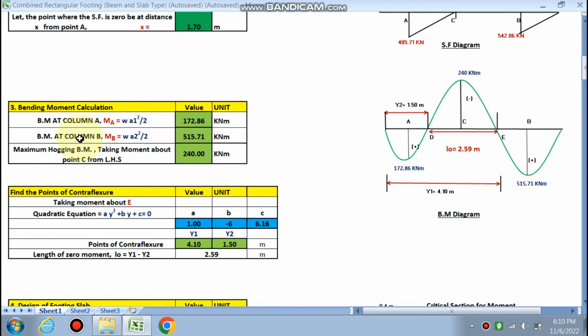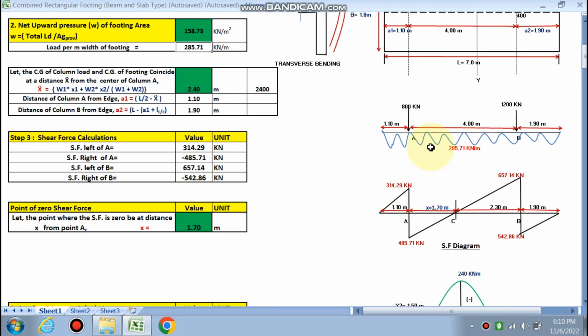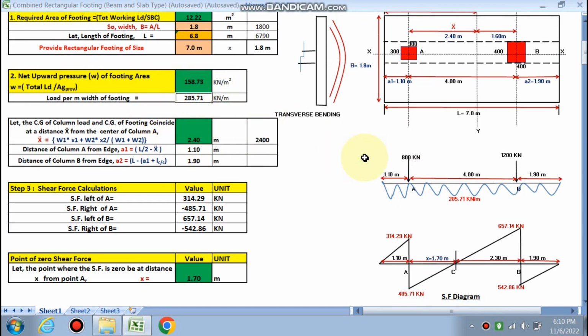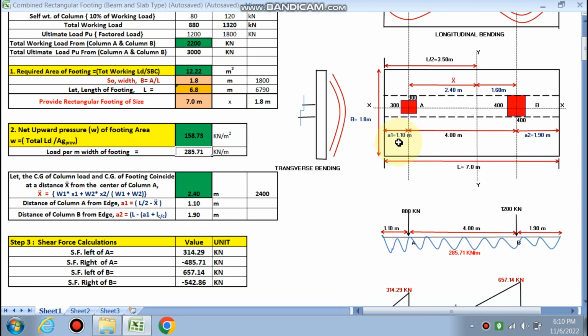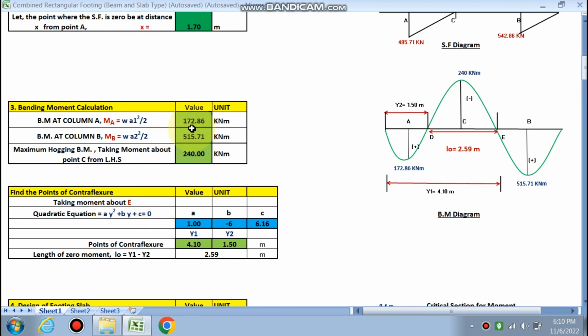So bending moment calculation, bending moment at A, at this point A, W into A1 square by 2, W is your this much 158 into A1 square, this is the projection, by 2. So moment is calculated, MB, that the moment is calculated, W into A2 square by 2, and the maximum hogging moment, taking moment about the point C. So 240 kilonewton meter is the moment, right?